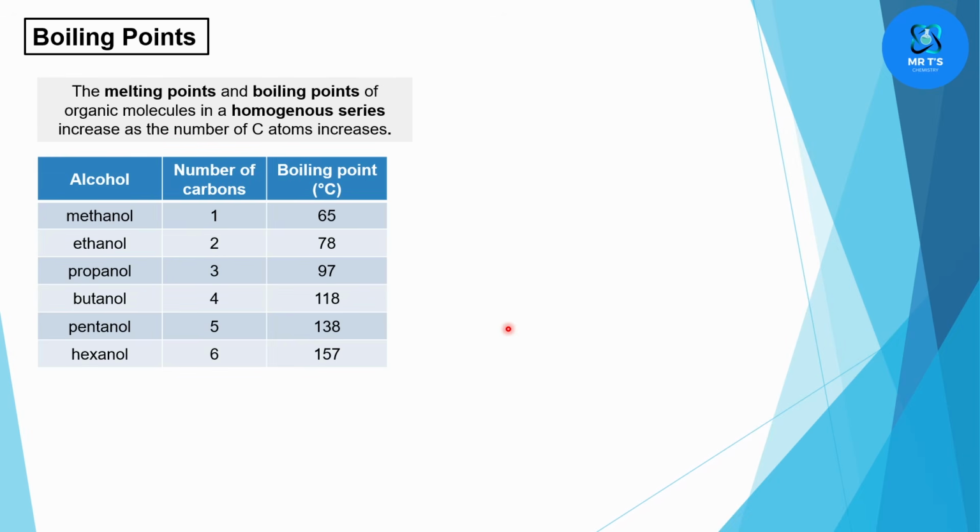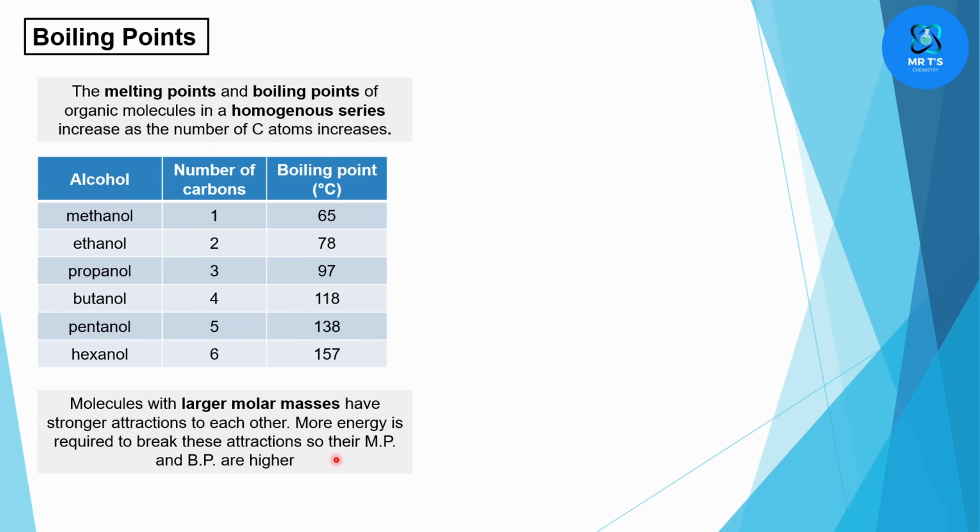For example, here's a table of the boiling points of the straight-chained alcohols: methanol, ethanol, propanol, butanol, pentanol, and hexanol. And notice how as the number of carbon atoms of the alcohols increases, so does the boiling point, from 65 degrees Celsius up to 157 degrees Celsius. Now, that occurs because as we increase the number of carbons, we increase the number of hydrogens, and the molar mass of the molecule is increasing. If we increase the molar mass of the molecule, they have stronger attractions to each other, and that means more energy is needed to break these attractions, and therefore their melting points and boiling points are higher.